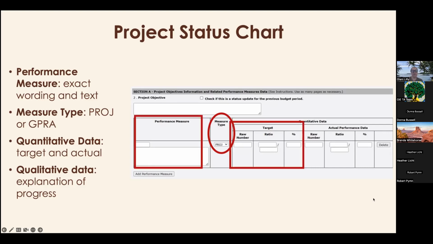Also, you'll be providing quantitative data in both your target and actual performance data. Those are the 2 sections. And so target really relates to what your target is in achieving that measure. And then the actual performance columns are the data that you have currently collected and where you are as far as meeting that target.